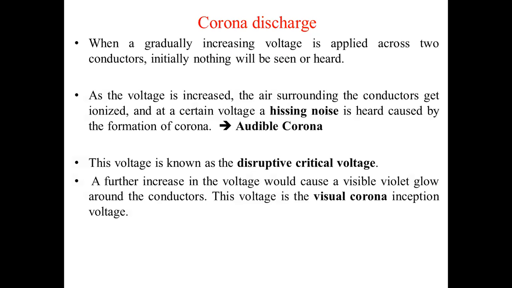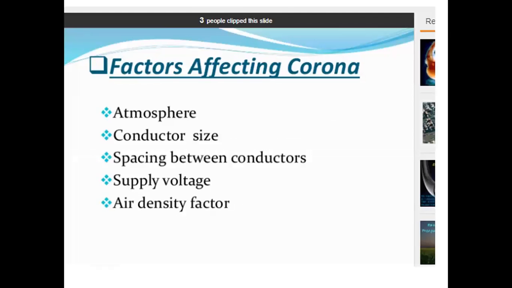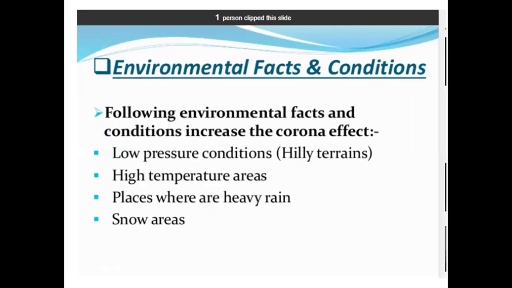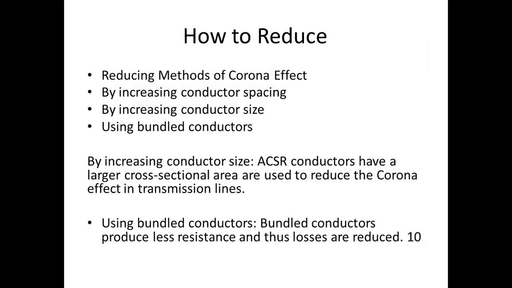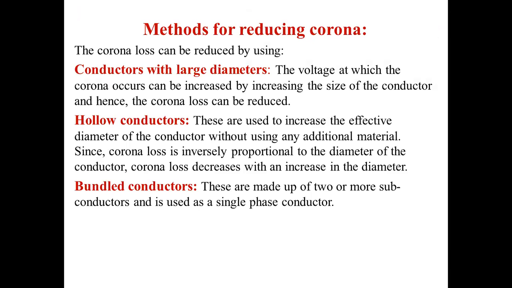So we have studied that audible corona is actually the hissing noise heard due to the power loss, and the violet glow is the visual corona. We have already studied that the disruptive critical voltage required for the visual corona is greater than that of the audible corona. Then we studied the factors affecting the corona, the mechanism of the corona, the advantages and the disadvantages. Now we will study the methods of reducing the corona.